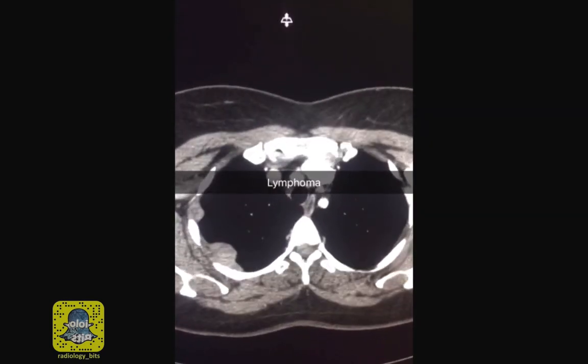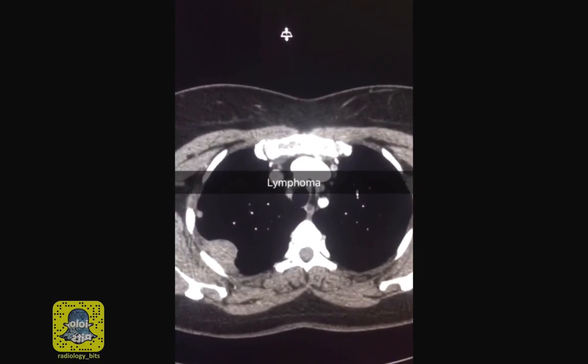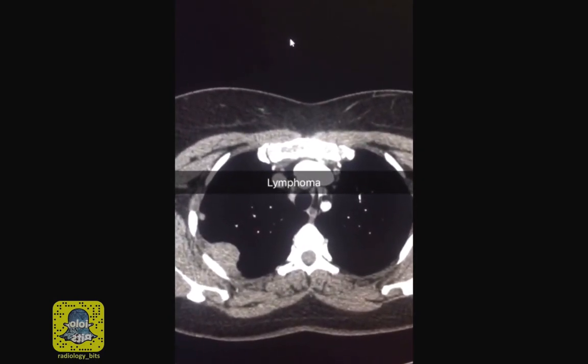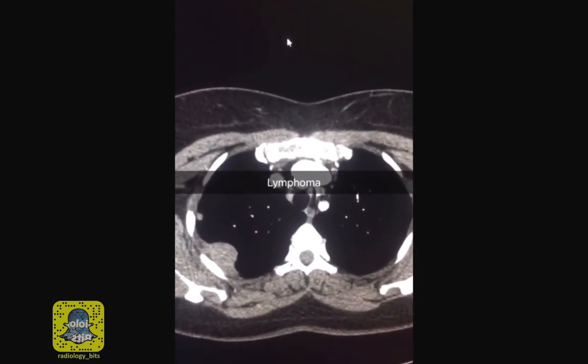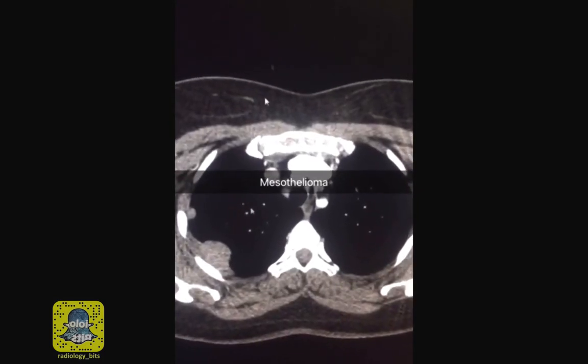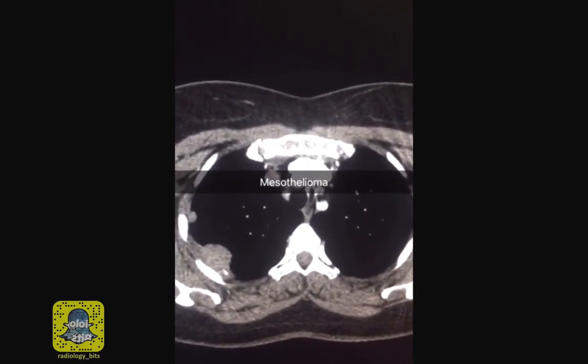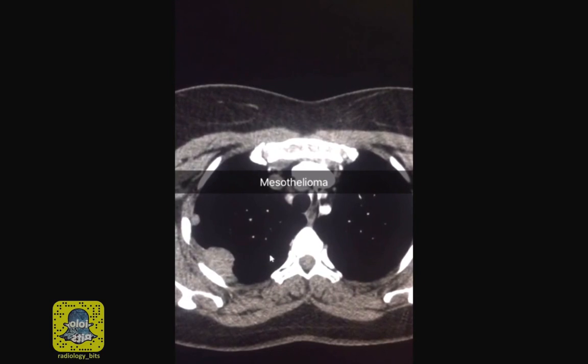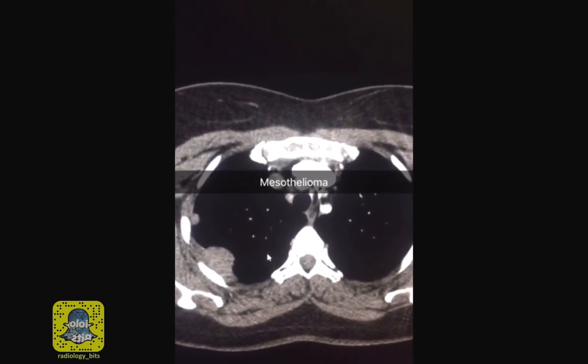The third possibility would be that of lymphoma. Don't forget, like metastasis, lymphoma could involve many places. Possibility number 4, especially if it's localized or continuous, would include mesothelioma, which is more commonly seen after asbestos exposure.